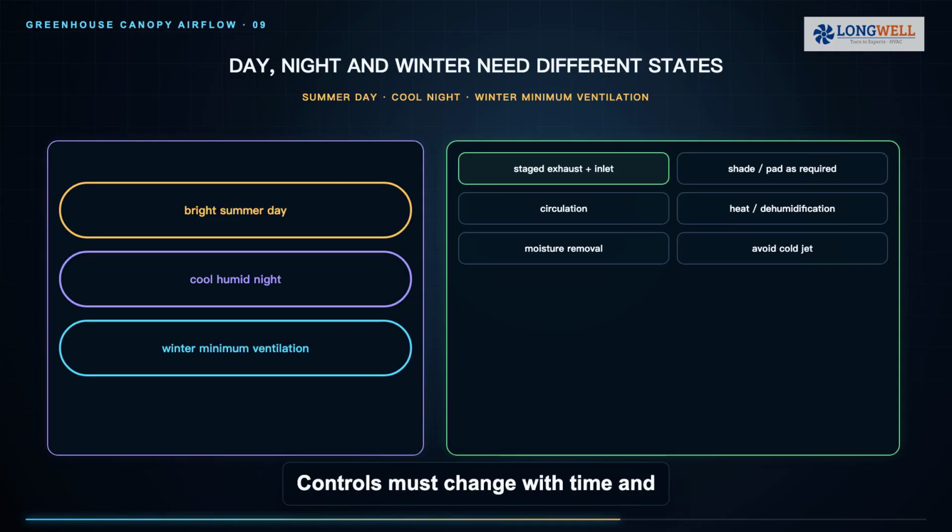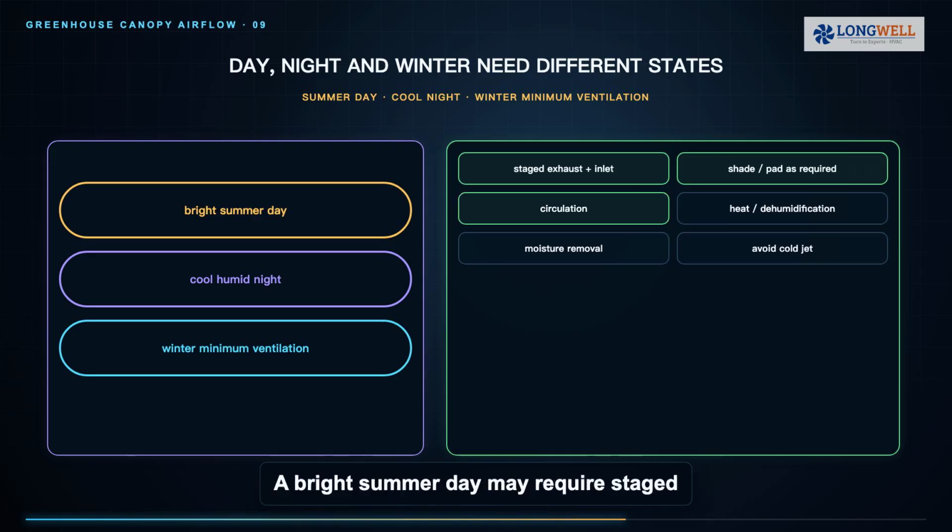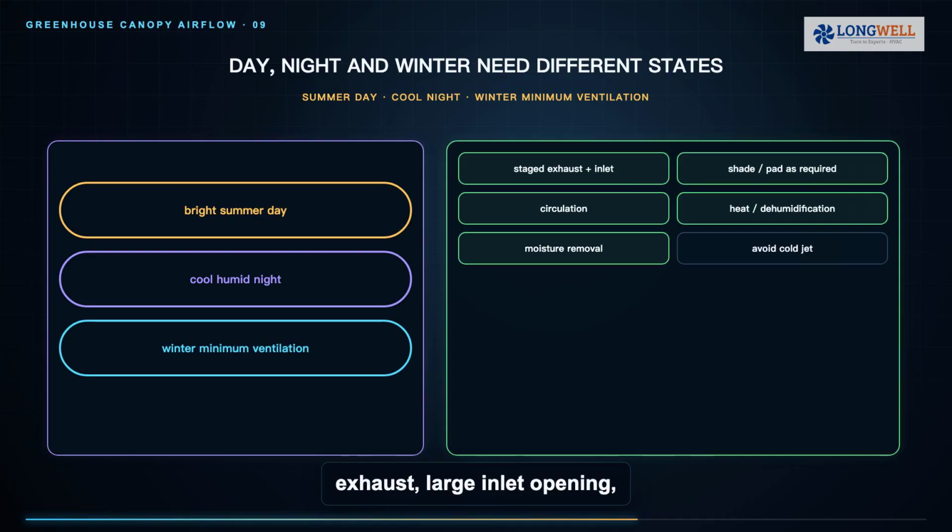Controls must change with time and weather. A bright summer day may require staged exhaust, large inlet opening, shading or evaporative cooling. A cool night may need low exchange, circulation, heat or dehumidification to manage condensation. Winter minimum ventilation must remove moisture without creating harmful cold jets. Write these states before choosing the fan quantity and speed range.